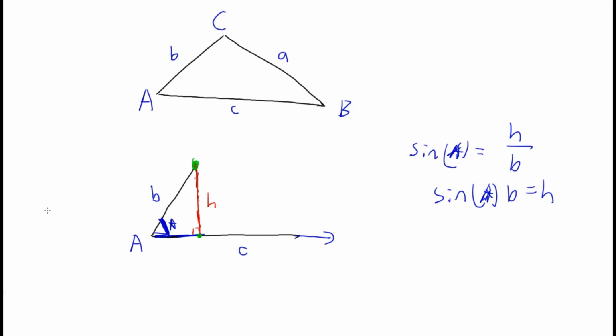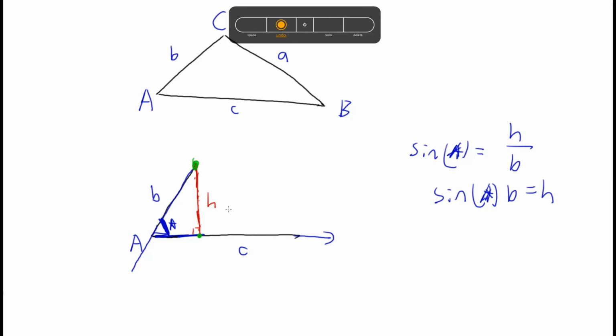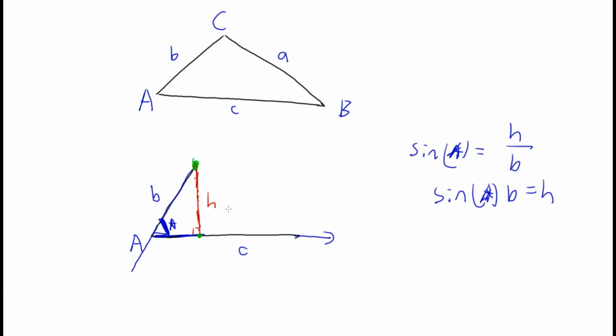However, if length A is longer than the height, then there could be one or two possible triangles. So if length A is longer than the height and also longer than length B, then there is only one possible triangle. Because if you think about it, if length A goes out to here and you rotate this around, you would hit side C at one point and you wouldn't hit it again because you would just keep going this way. So there'd be only one possible triangle in that case, if side A is longer than side B and also longer than the height.